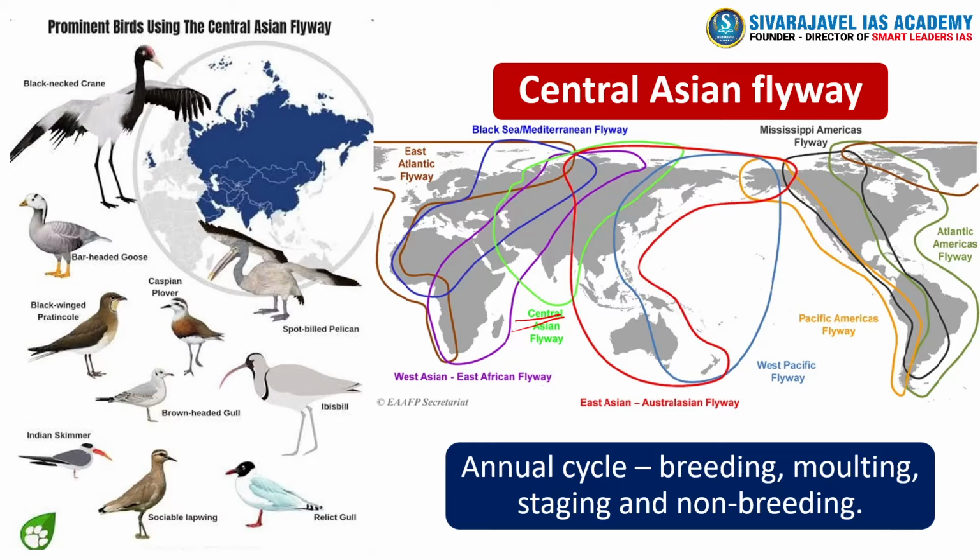A flyway is a geographical region within which a single species or group of migratory species completes its annual cycle. So what is an annual cycle? Breeding, molting, staging, and non-breeding. This group of activities is called the annual cycle.